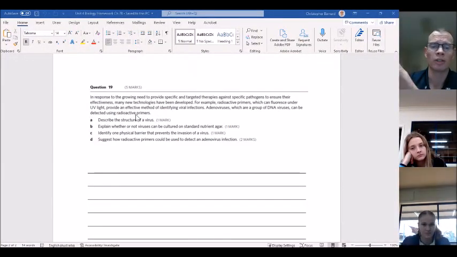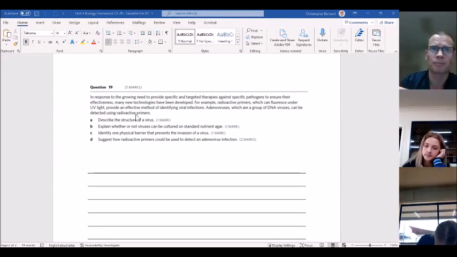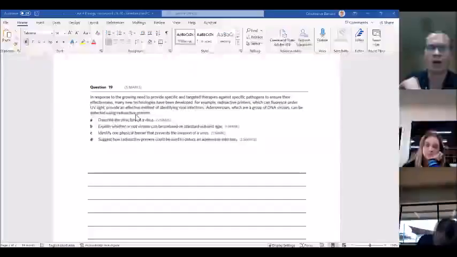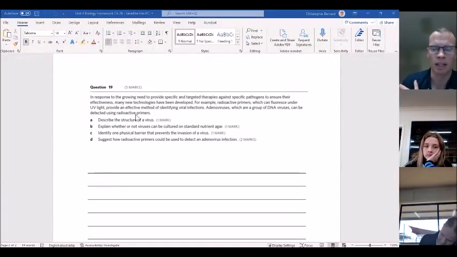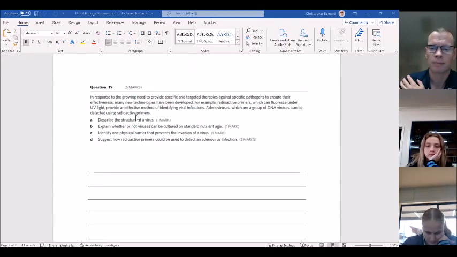To be honest with you, all of that is just background information and not particularly relevant to the answers to the questions. The fact that it's adenovirus doesn't really matter. The general structure of a virus, how would you describe that? So we looked at that yesterday. Let's go through the various steps.